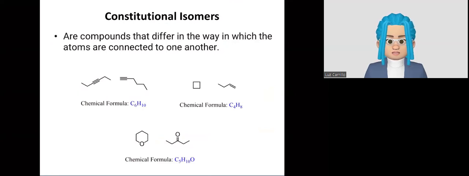Let's first talk about constitutional isomers. Constitutional isomers, which are also known as structural isomers, are compounds that differ in the way in which the atoms are connected to one another. Remember that the two molecules that we are comparing actually have the same chemical formula. Here we have several examples of constitutional isomers.